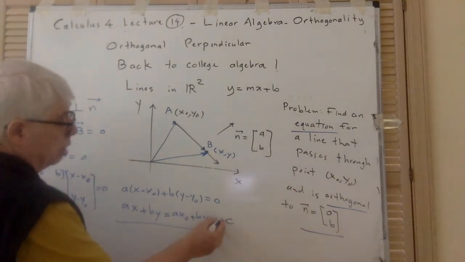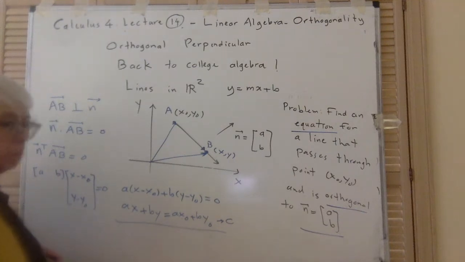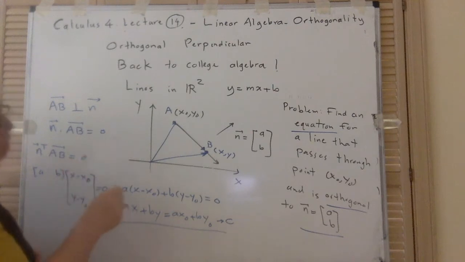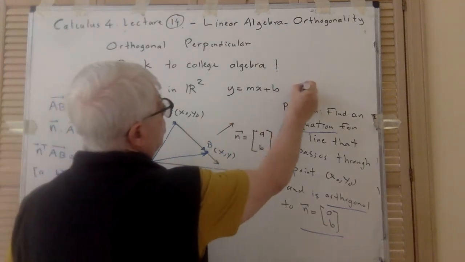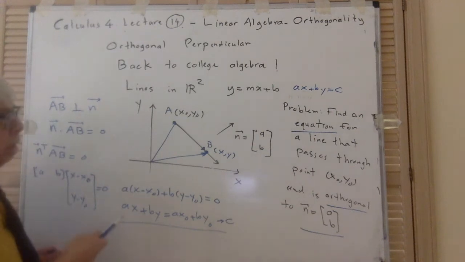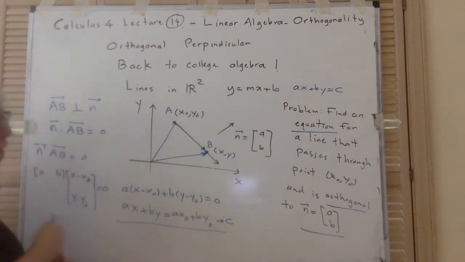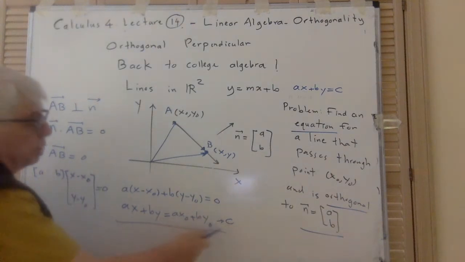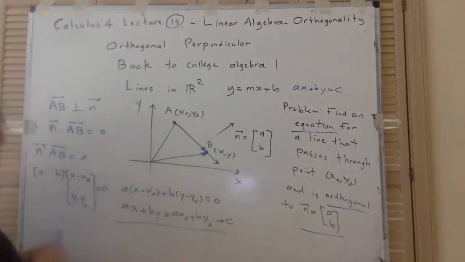And the c is this. And remember, x0, y0 are given. a and b are given. So this side is given, but x and y are coordinates of a generic point on this line. So this is similar to the other equation which I wrote for you here. So by using the ideas from vectors in R2, R3, whatever, this is R2 in fact, I came up with an equation for a line, and this equation resembles the equation that we had from college algebra.